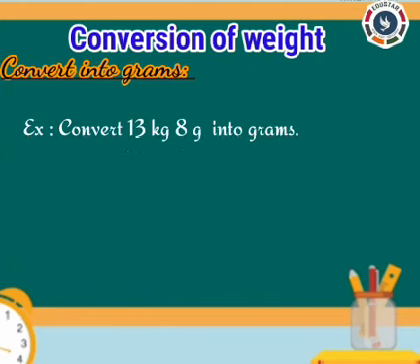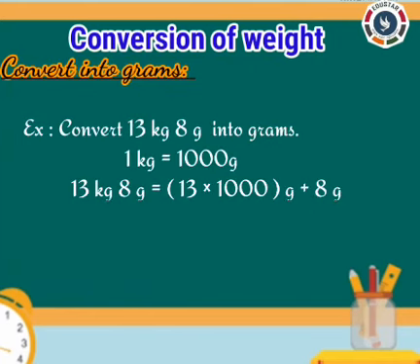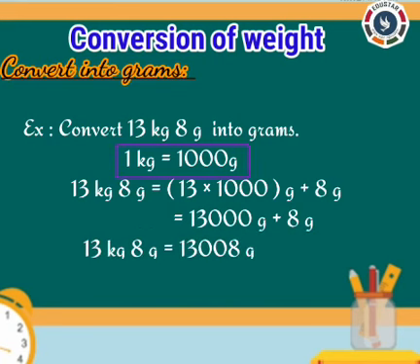Next, convert 13 kilogram 8 grams into grams. 1 kilogram is equal to 1000 gram. 13 kilogram 8 gram is equal to 13 into 1000 gram plus 8 gram. While multiplying 13 and 1000, we will get 13,000 gram. Write this 8 gram as it is. If you add these two, you will get 13,008 grams. Therefore, 13 kilogram 8 gram is equal to 13,008 grams.